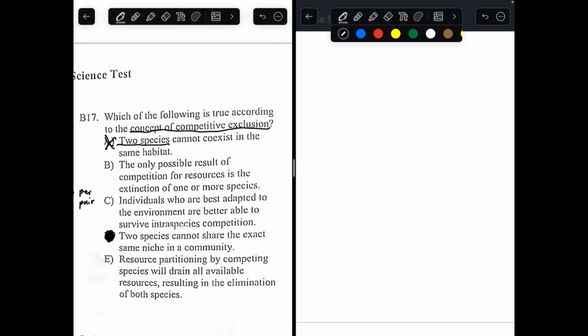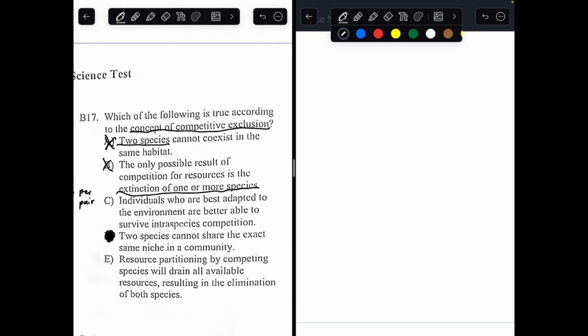B, the only possible result of competition for resources is the extinction of one or more species. When there's one species that dominates, competition will drive the weaker species out, but it does not always lead to extinction. That's one thing to mind, is that the only possible result is way too extreme. Maybe a result could be extinction, but most likely the animals will just be driven out of the environment.